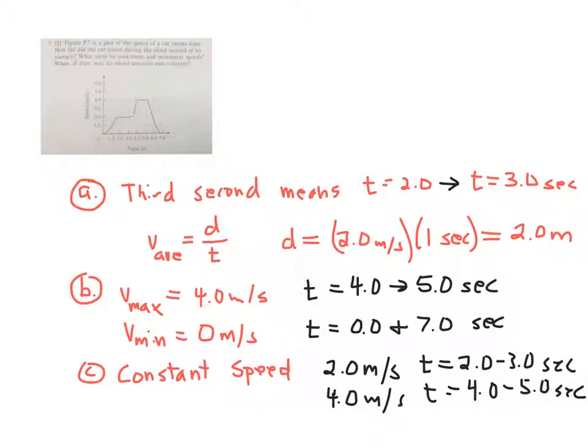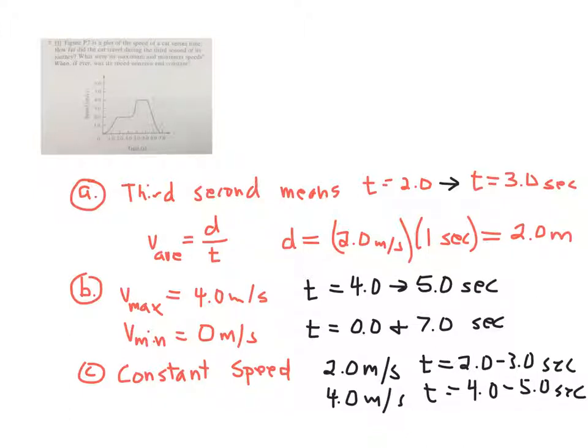AP Physics, page 53, problem number 7. Here we have a speed versus time graph. It's not a velocity versus time graph, so we cannot specifically deduce the acceleration from this graph. If it were a velocity graph, then the slope at any point would be the acceleration.